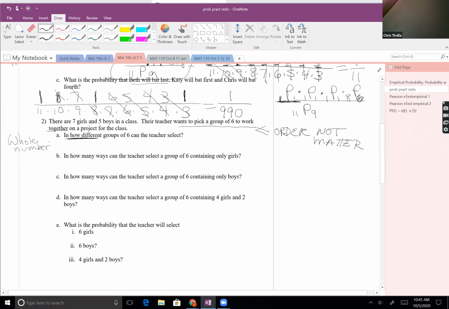If order does not matter, what should I use to figure it out? Combination. How many students does the teacher have to pick from? 12. How many is the teacher picking? 6. So this would be 12 combination 6, which gives us, how many ways can the teacher select these 6 kids? 924. That's what I got. Anybody else get the same?